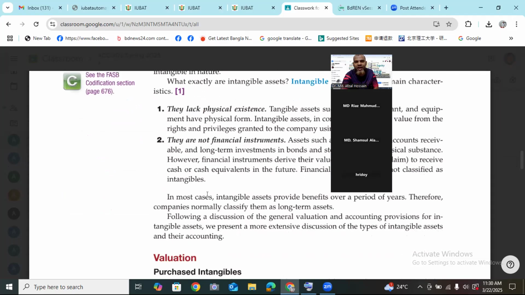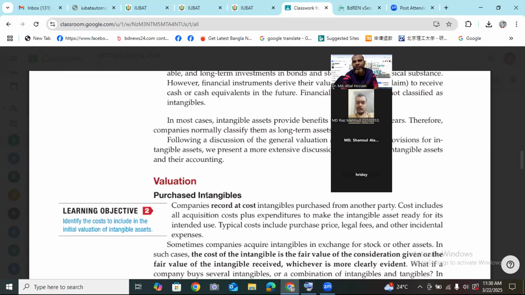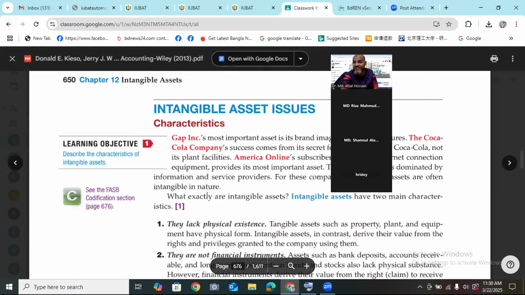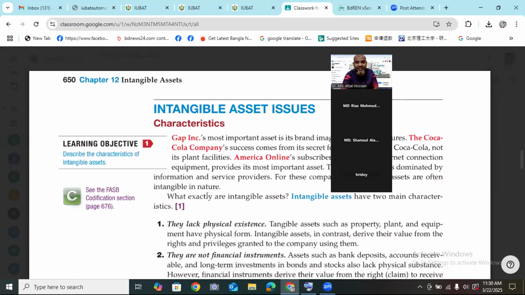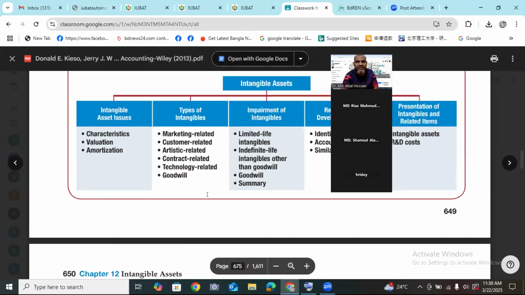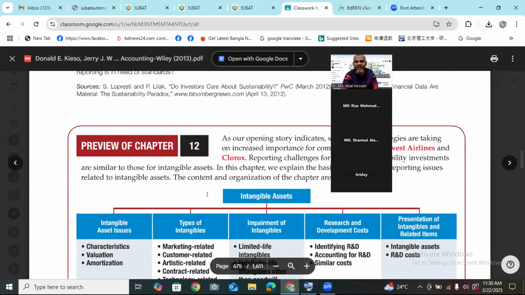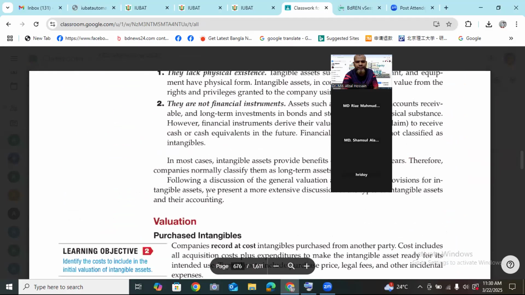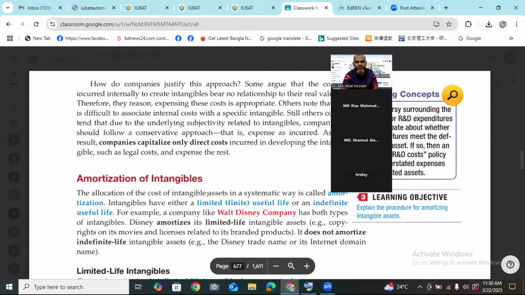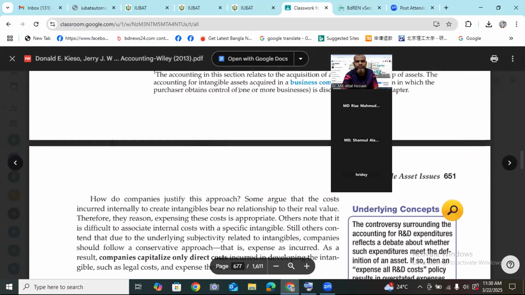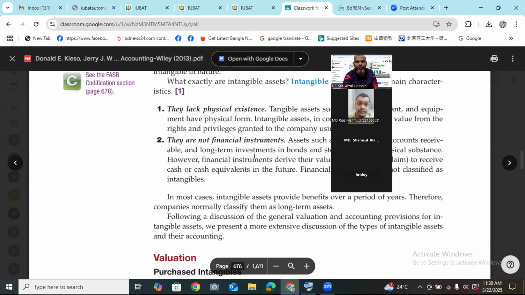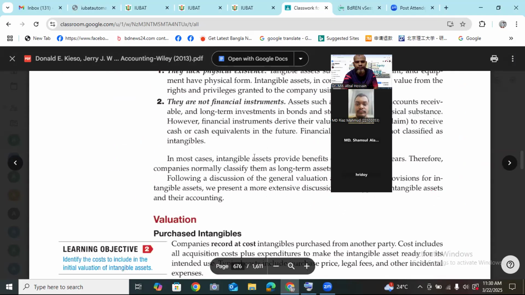Okay, another thing, I already uploaded one lecture sheet about intangible assets, which is IAS 36. Okay, IAS 36. Sorry, IAS 38, not 36. IAS 38 most probably. You can find it in Google Classroom.